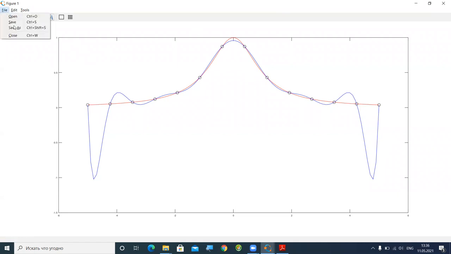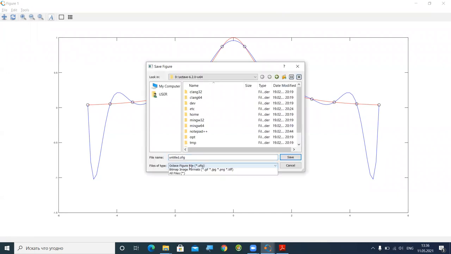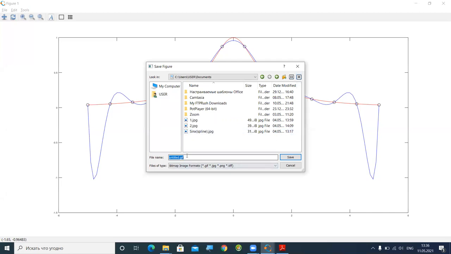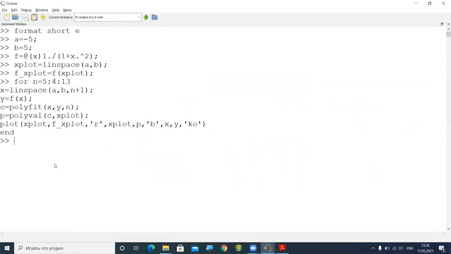Let's save this graph. Let's name it Runge one. So just save it. And now let's consider the new one, for Chebyshev nodes. We did this exercise for equal spaced nodes, and now we will do it for Chebyshev nodes. So we will repeat again this.